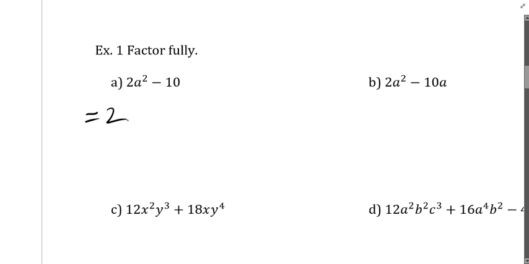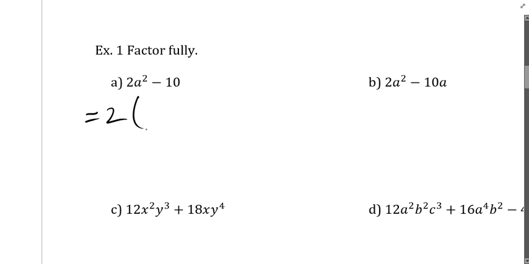How many terms do I have? I have 2 terms, right? 2a squared and negative 10. Those are my 2 terms. 2 is common between both of them. Is there any variable in both of them? But what if 10 doesn't have a variable, so that's not common. So can I pull a variable out? No, because it's not common between the two. What you're saying is exactly right. 10 doesn't have an a in it. So it's not common between the 2 terms. So that's it, I'm done.